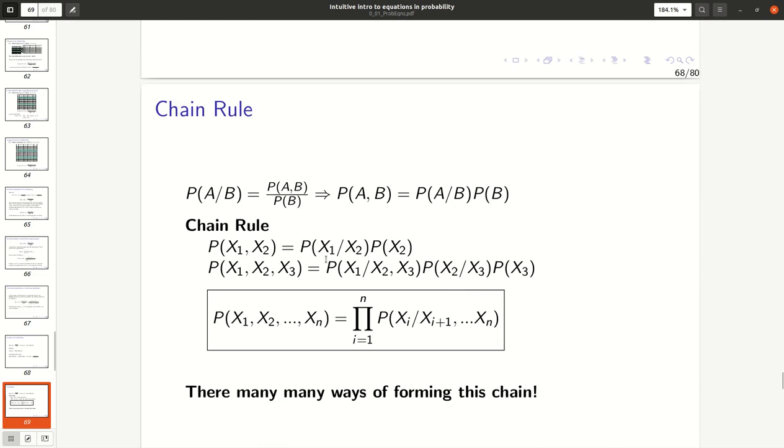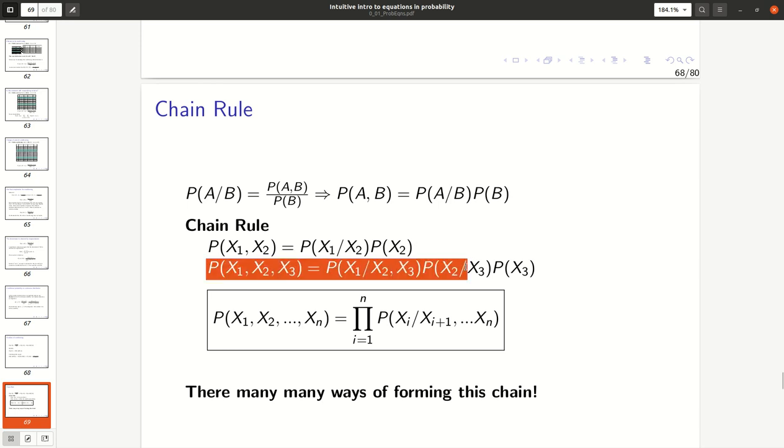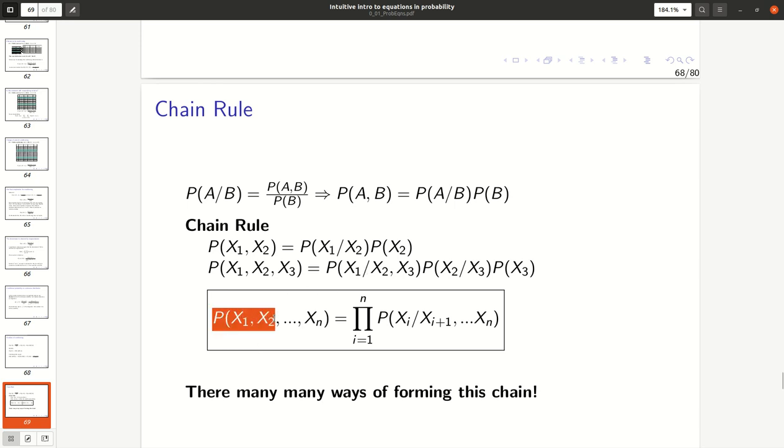So let's continue to do some more rearrangements. Here, we get P of AB is equal to P of A given B times P of B. Just changing the symbols to x1, x2, we get this expression. Just by adding more variables, extending the same, we get this chain rule: P of x1, x2, ..., xn is equal to the product of this conditioning. So there are many ways of forming this chain.